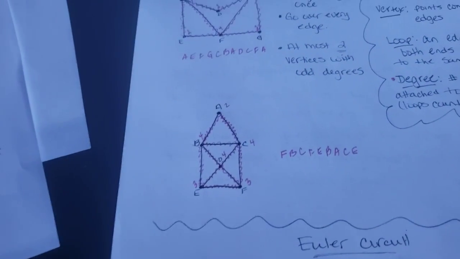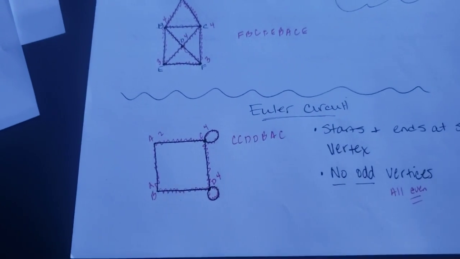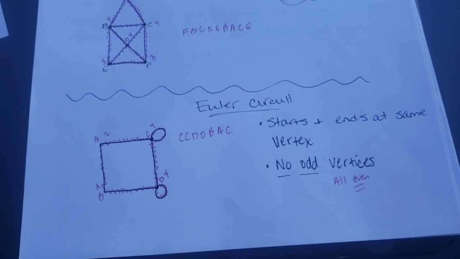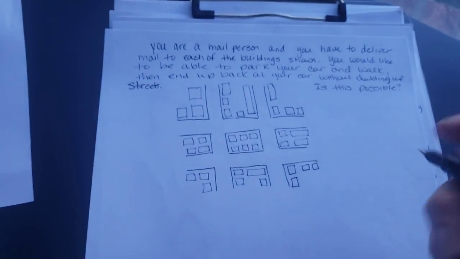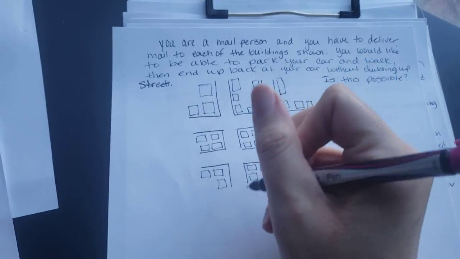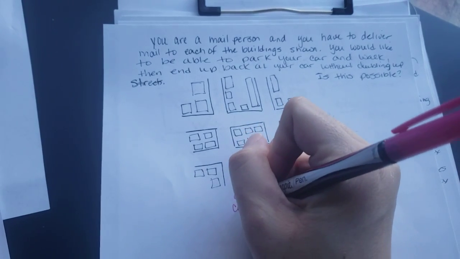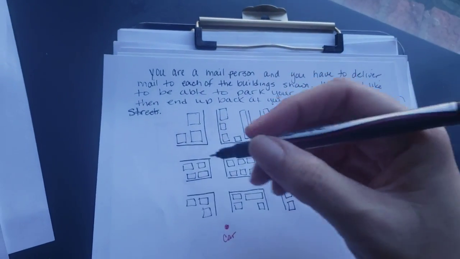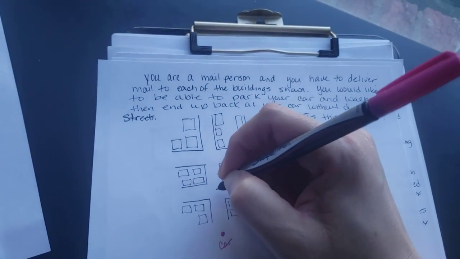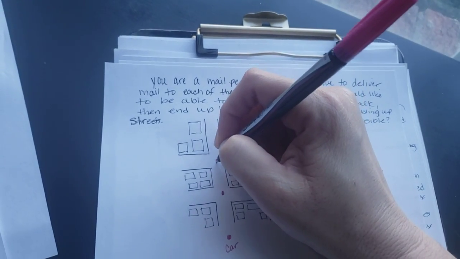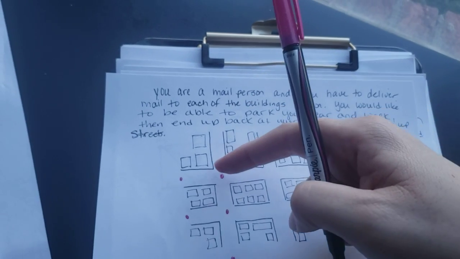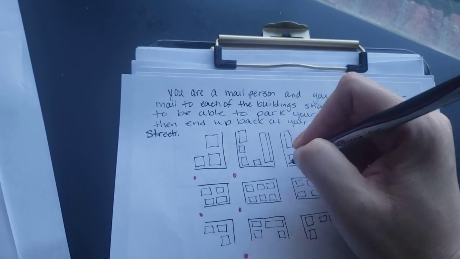Okay, so now let's see how we would apply this to our mail delivery question. Remember, an Euler circuit starts and ends at the same vertex and can have no odd vertices. All right. So let's say we want to park our car here. We want to get out and deliver mail. So let's call each intersection a vertex. And we don't have to go beyond the end of those streets, but we do have to get down here to the end of the street.